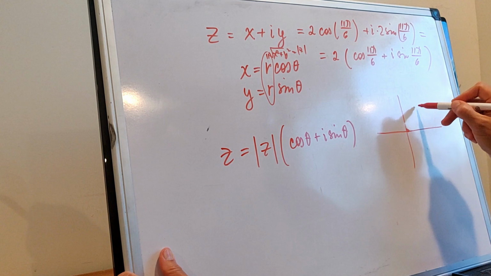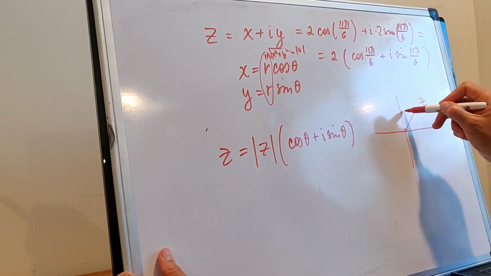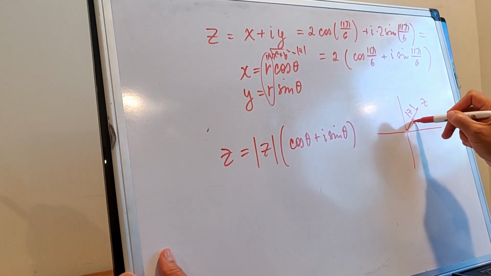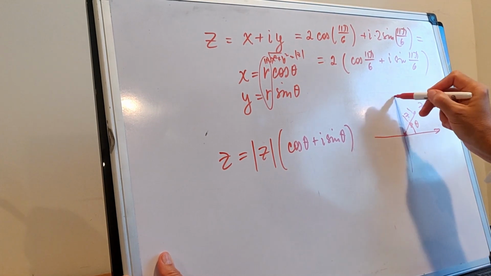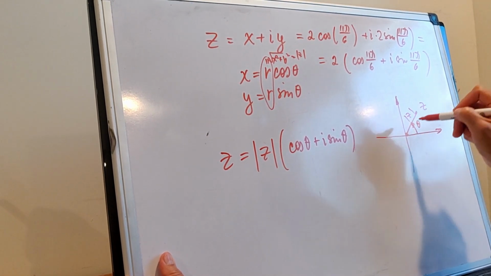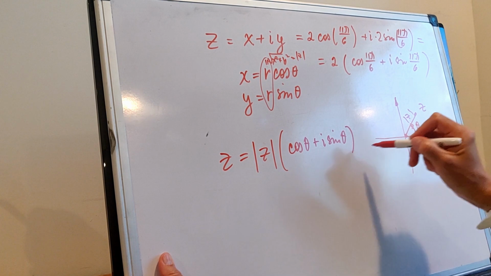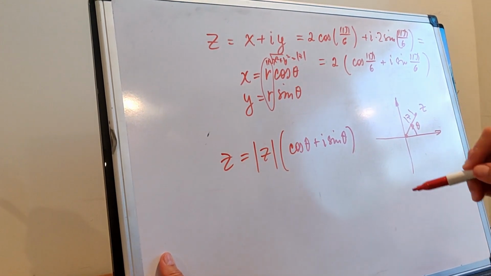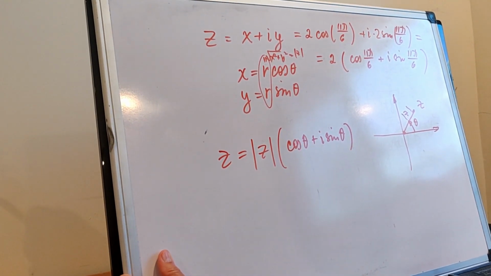So if you do have a number z somewhere here, you're going to have this and the angle theta. Okay? So if you know how far away z is from the origin and you know the angle here, you're just going to plug them in here, and that's going to describe the very same complex number.